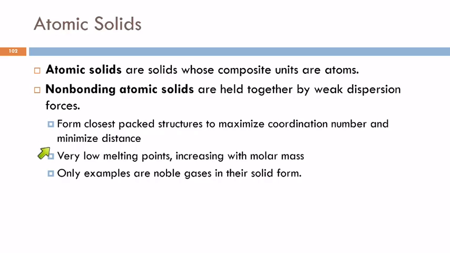Because these are held together by dispersion forces, they have very low melting points. Those melting points increase with molar mass. The only examples of these types of solids are the noble gases in their solid form. And you have to get to a very, very low temperature to solidify those noble gases.